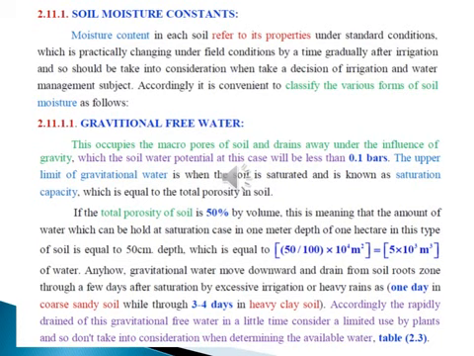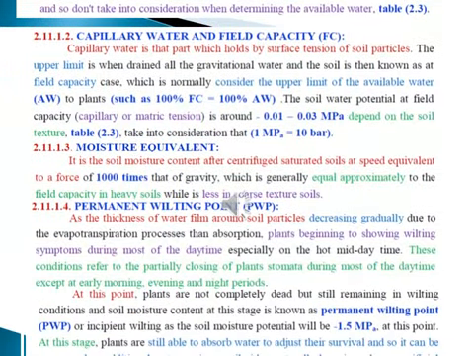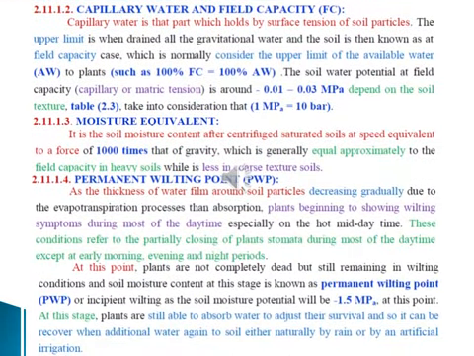Gravitational free water occupies the macro pores of soil and drains away under the influence of gravity, with the soil water potential in this case being less than 0.1 bar. Capillary water is the part which is held by surface tension of soil particles. The upper limit is when all the gravitational water has drained, and the soil is then known as at its field capacity, which is normally considered the upper limit of the available water, while the moisture equivalent is the soil moisture content after centrifuging saturated soils at a speed equivalent to a force of 1000 times that of gravity.